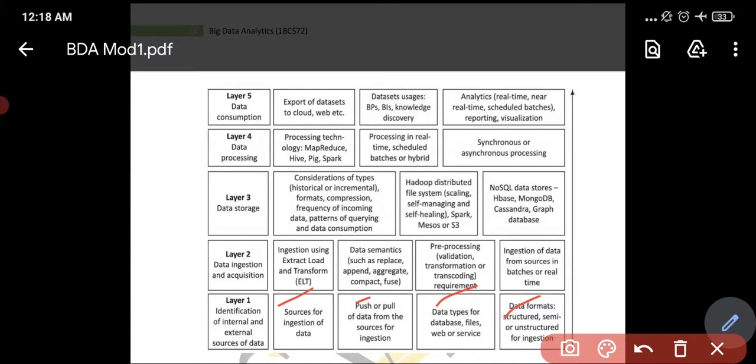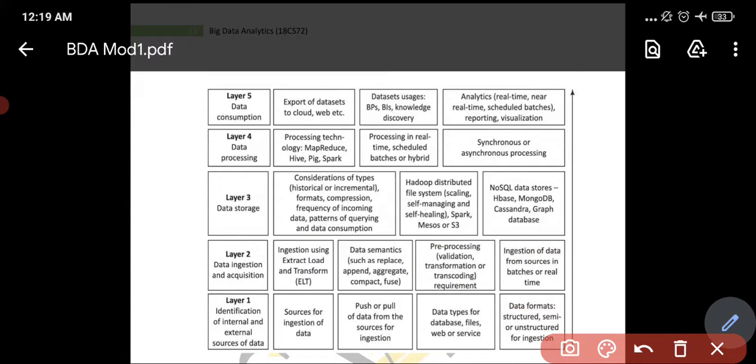In layer 2, the important point is pre-processing. Pre-processing is a very important step in layer 2, that is data ingestion and then acquisition. Here we do ingestion using ELT, that is extract, load, and transform, and we extract the data semantics, and pre-processing is done, and ingestion of the data is done.